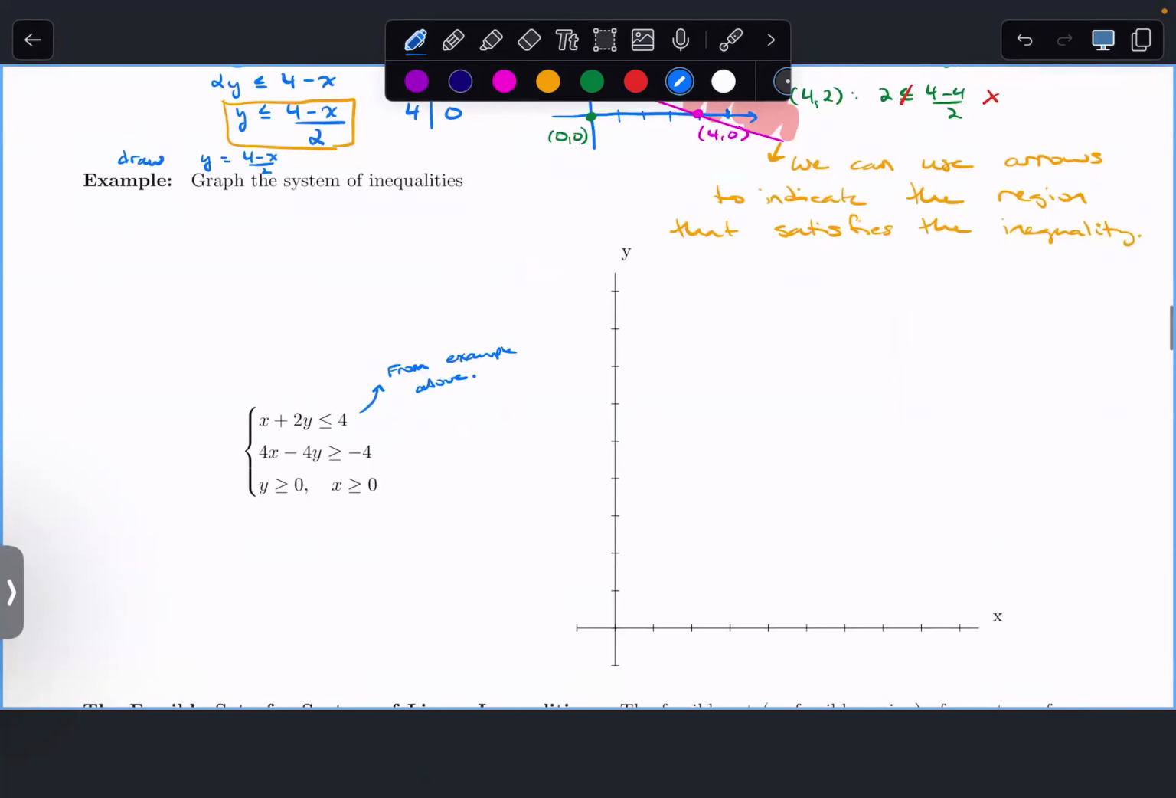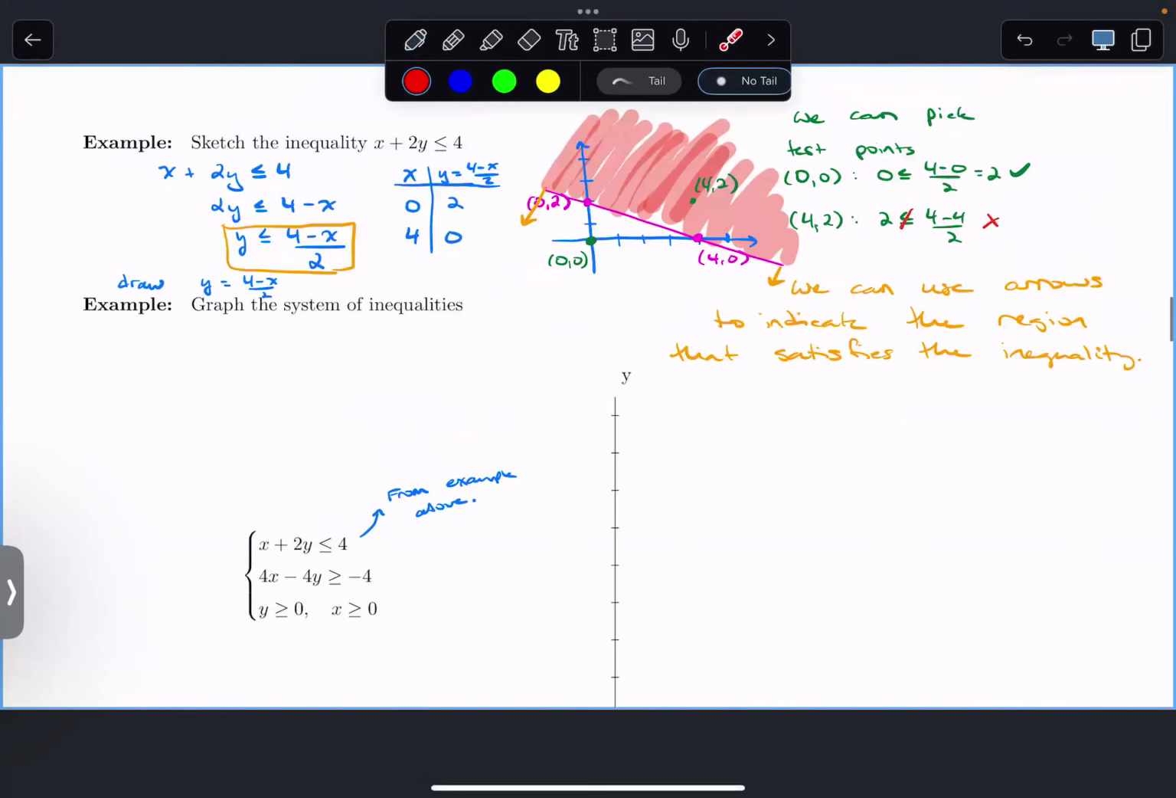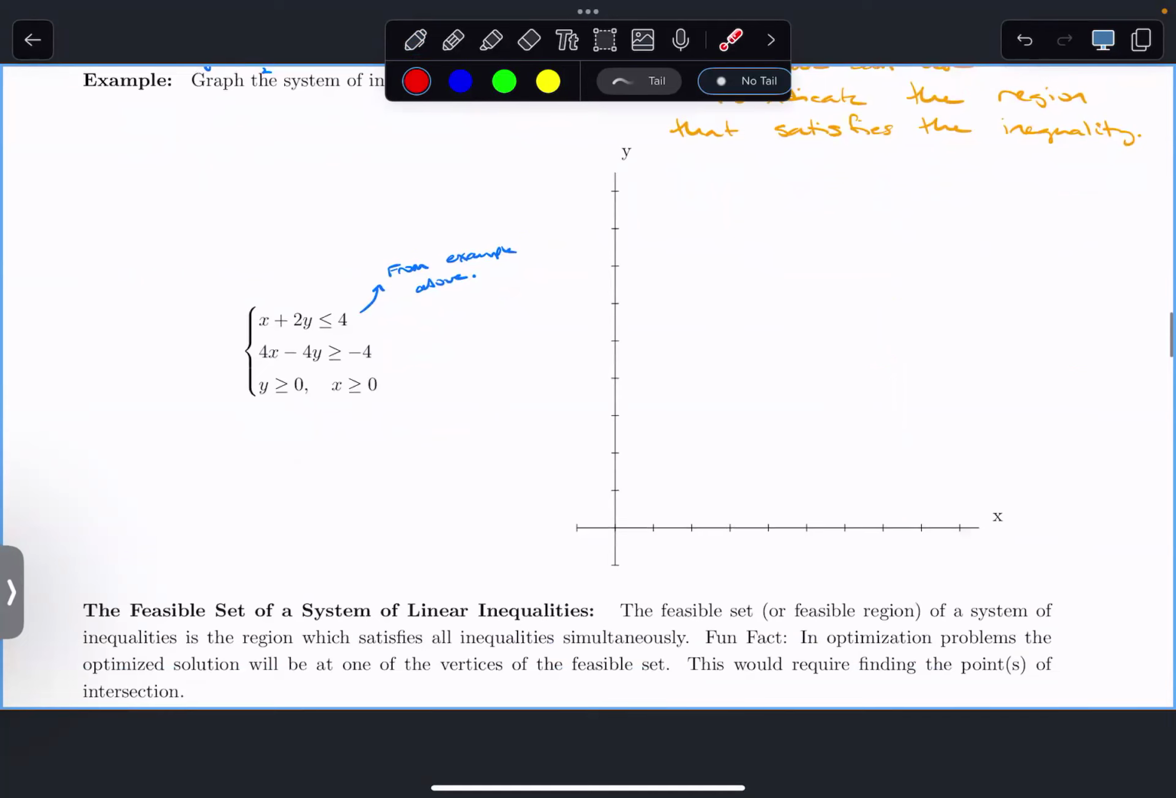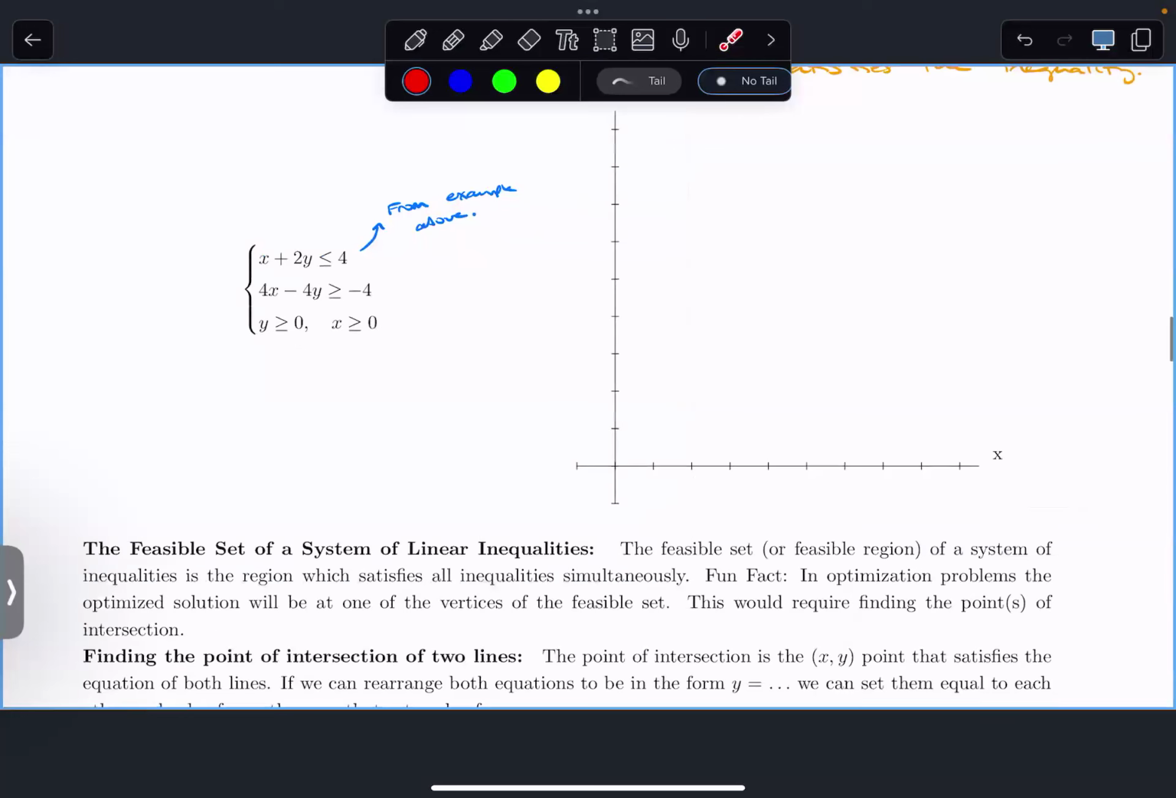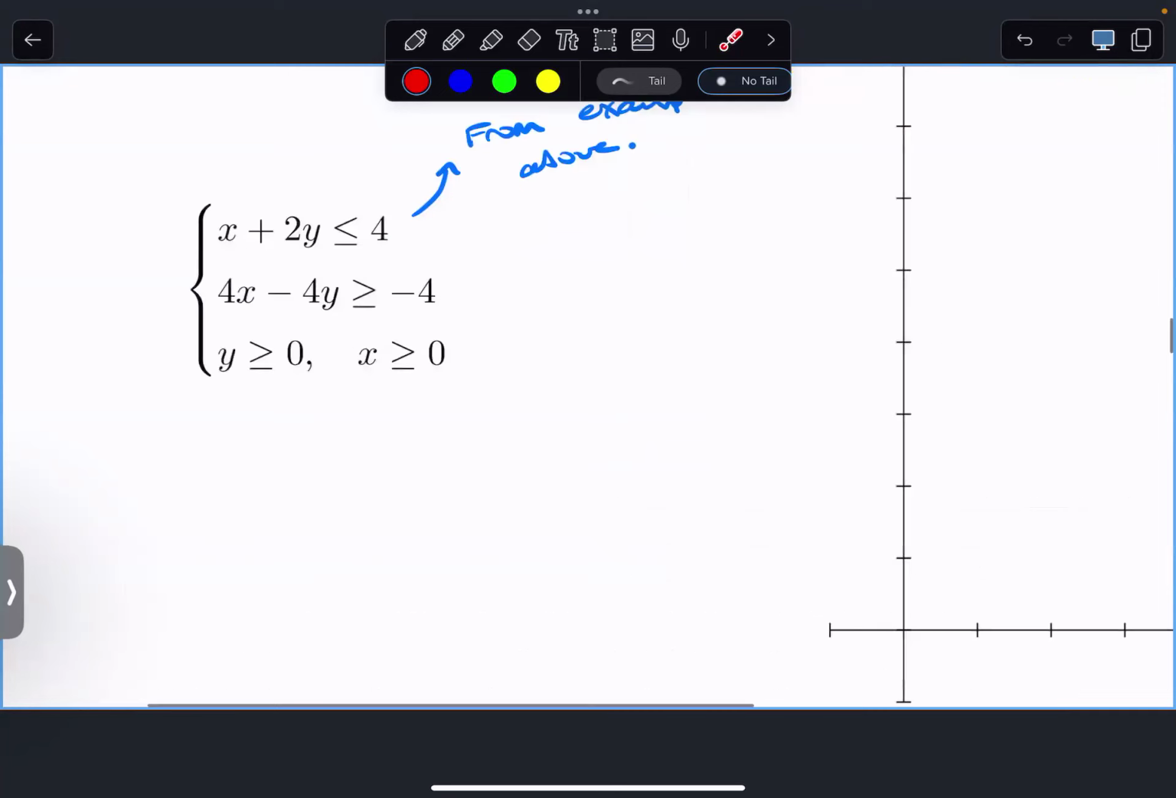So what can we do? We could just grab this and put it down here, but let's talk about the others. 4x minus 4y has to be greater than or equal to -4, so we're going to have to draw that inequality as well. And the reason I only gave you Q1, the first quadrant, is because of these conditions, that y has to be greater than or equal to 0 and x has to be greater than or equal to 0.